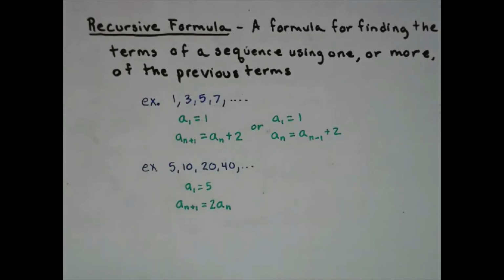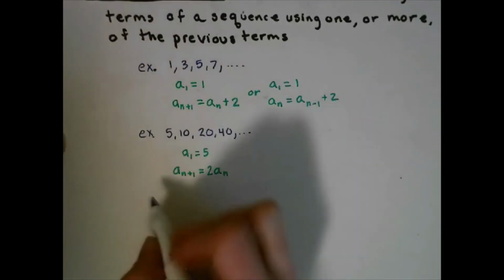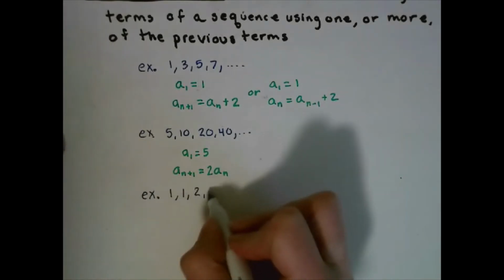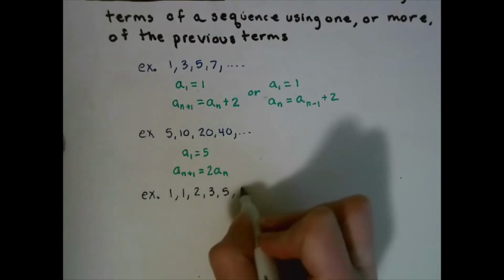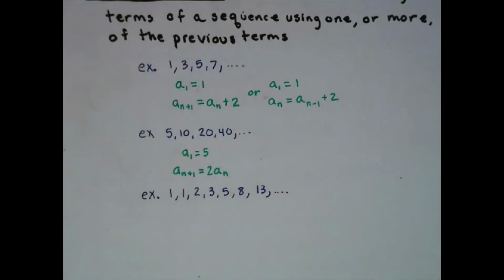I'm going to give you one more example of a recursive on a very famous recursive sequence. So sequences can come in many forms. You can add to get to the next term. You can multiply to get to the next term. This one's a little bit different. Some of you have seen this before. This might be new to some of you. This is what is called the Fibonacci sequence.